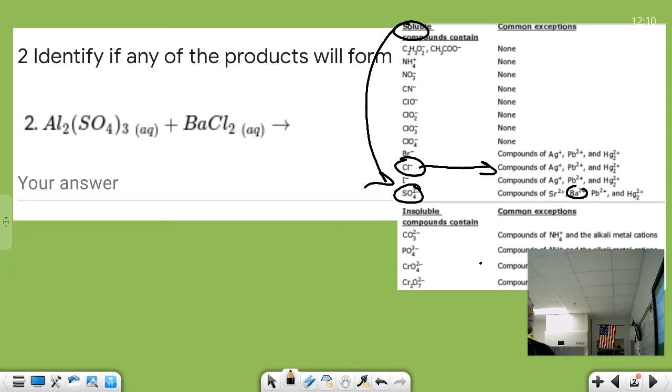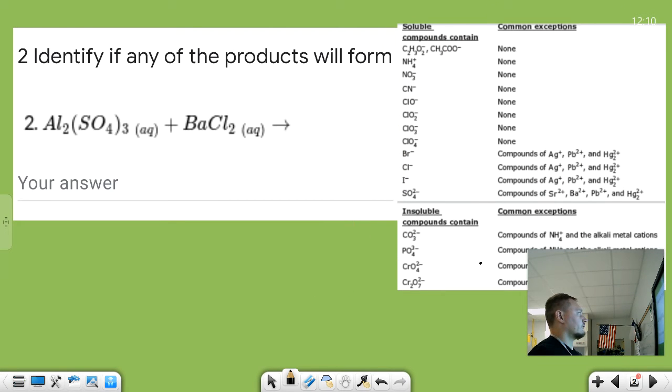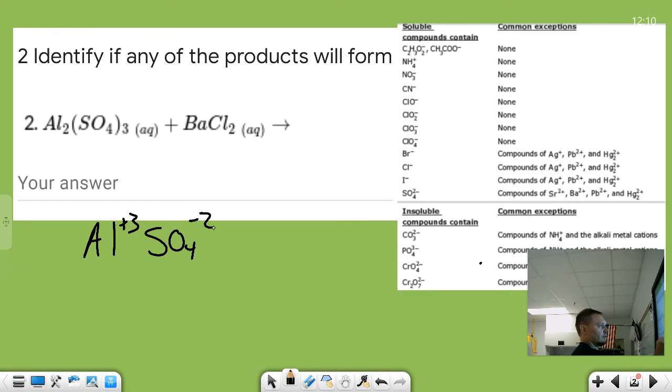When we're looking at solubility rules, what we're trying to predict is whether, when we take this right here, it would break down into different ions here: Al, SO4, Ba would be plus 2, Cl minus 1.